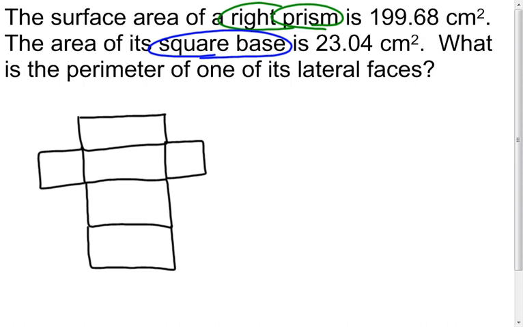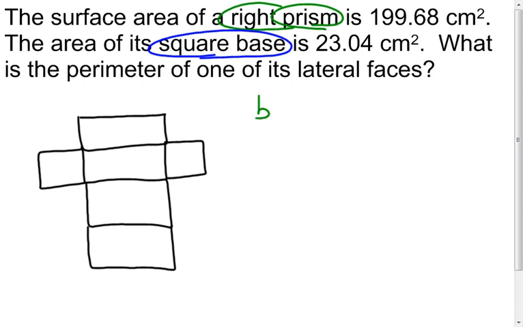Now what I do know about this is the surface area, which means I'd have to add up the areas of every single rectangle and the 2 squares to get that. I also know the area of the square base is 23.04. Well, I think about the area of a square, and it's just base times height. The base and the height are the same, so it's really base squared.